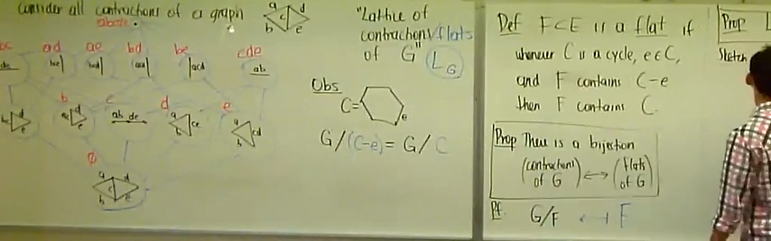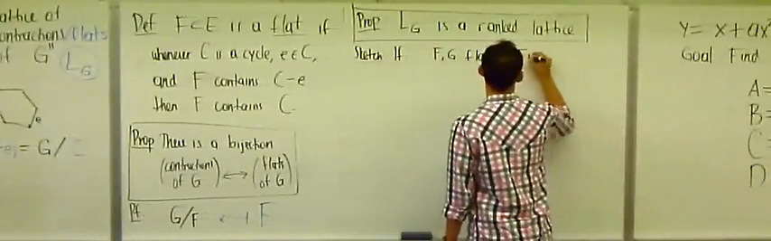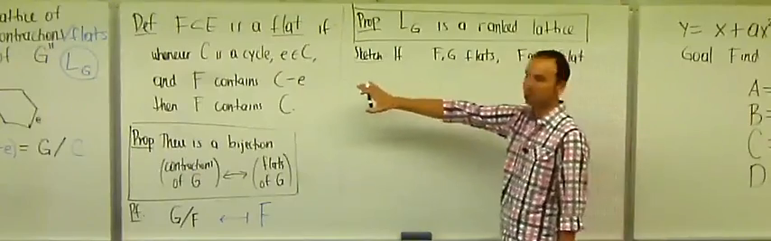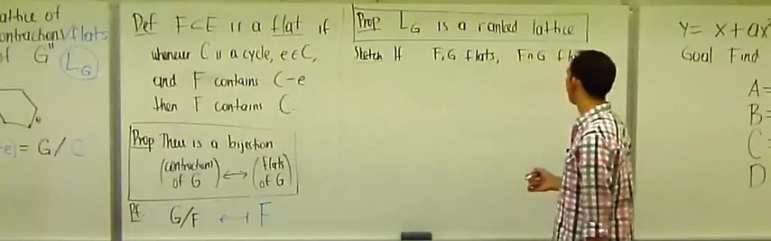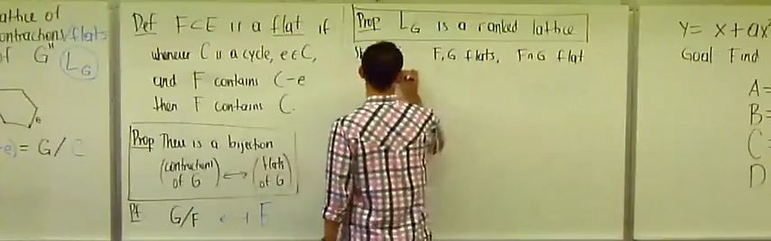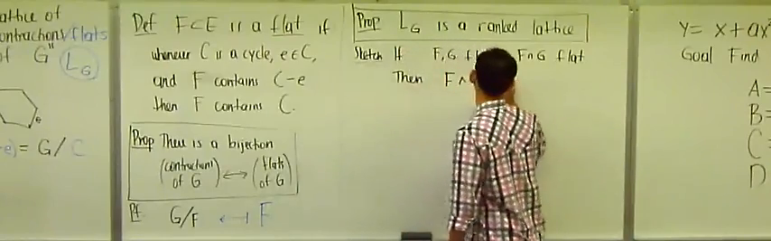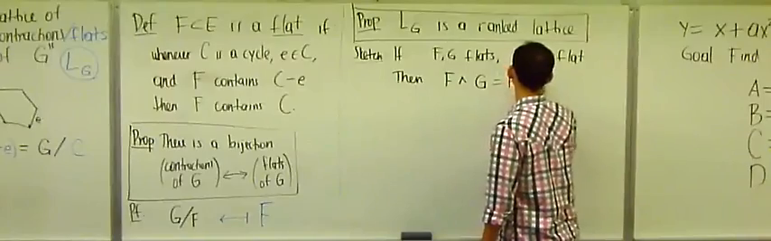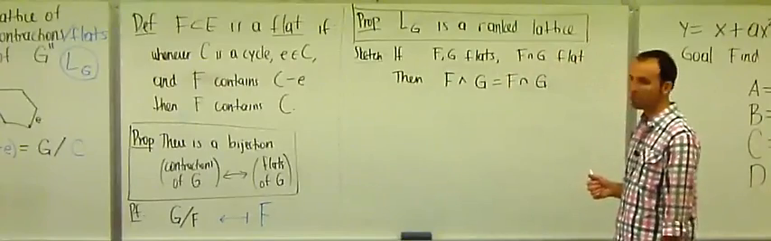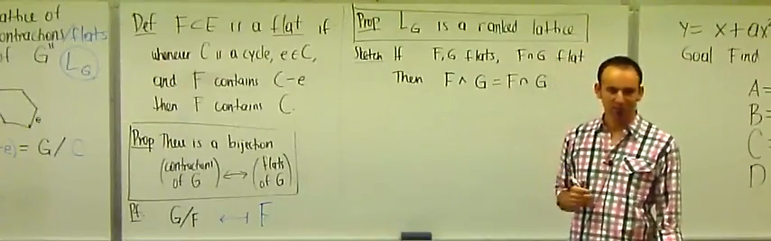Well, it's an easy thing to check that if F and G are flats, then the intersection is a flat. That's very easy from this definition. Okay. And so if the intersection is a flat, then that must be the meet of F and G. Okay. So our lattice has a meet. Okay. Now, well, we don't know yet that it's a lattice. Our poset has a meet.